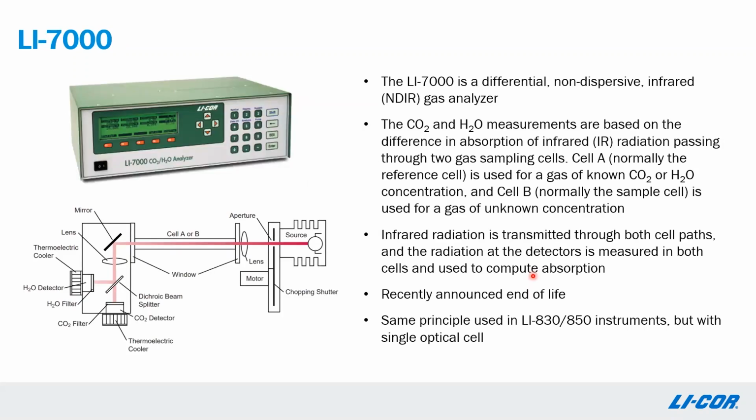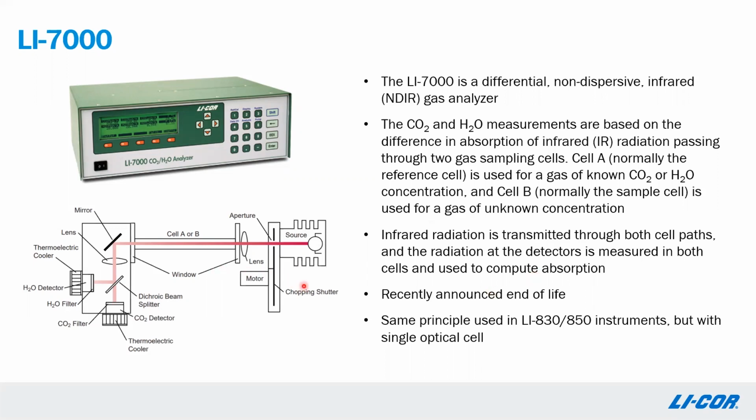So if you look at the LI-7000, this is a differential non-dispersive infrared NDIR gas analyzer. The CO2 and H2O measurements are based on the difference in absorption of infrared radiation passing through 2 sampling cells. Cell A is normally the reference cell, used for a gas of known CO2 or H2O concentration, and cell B, normally the sample cell, is used for a gas of unknown concentration. You can see the schematic on the left here.